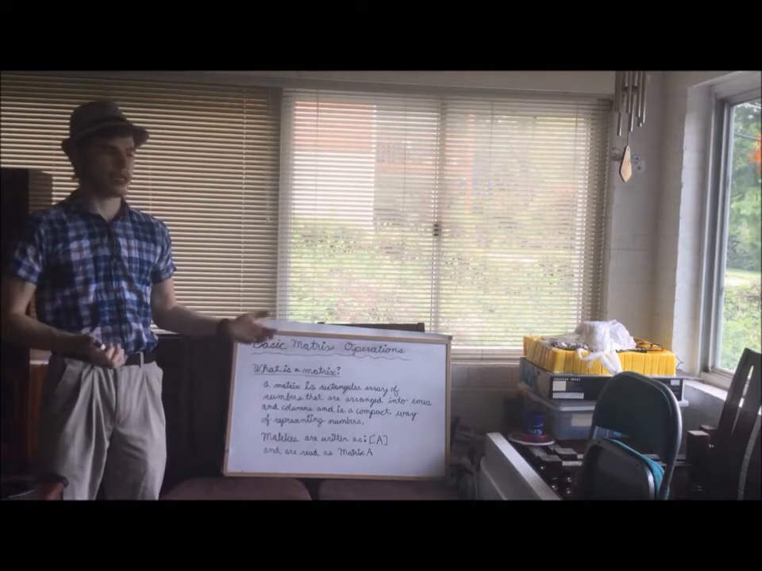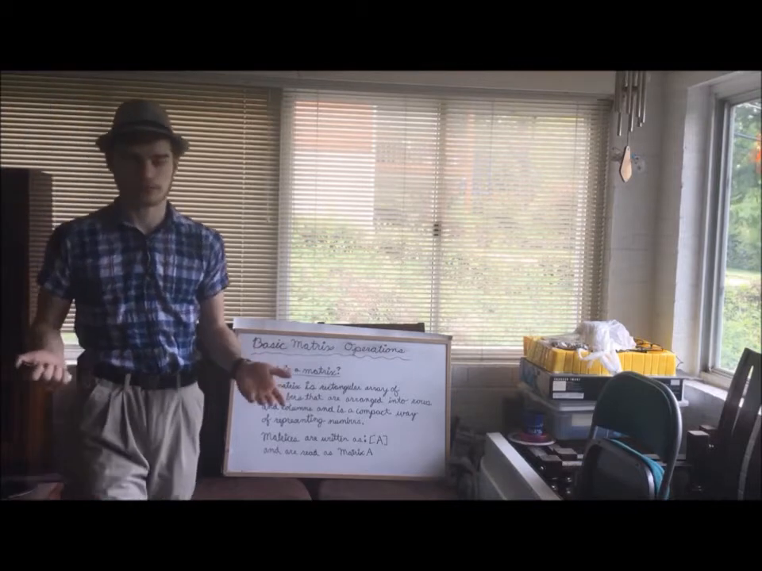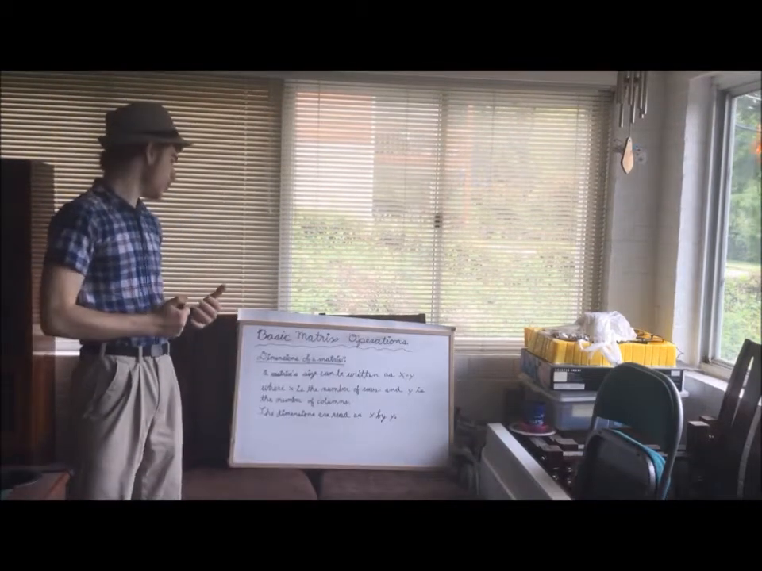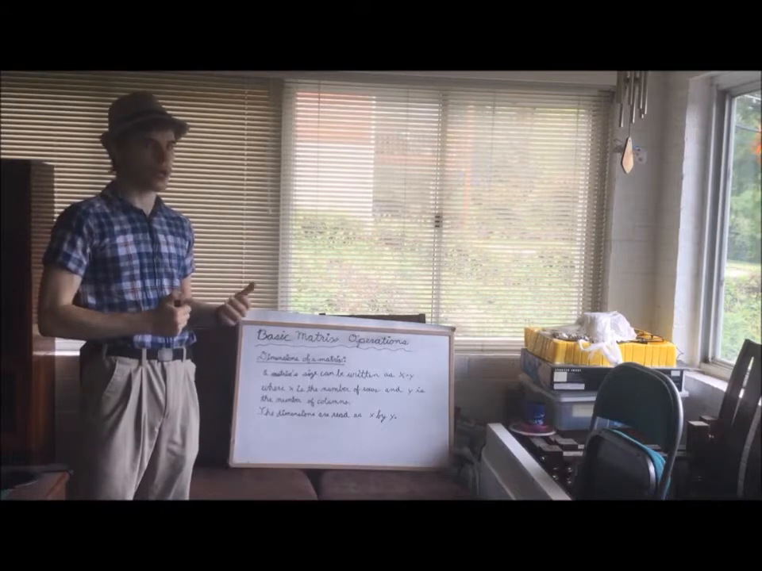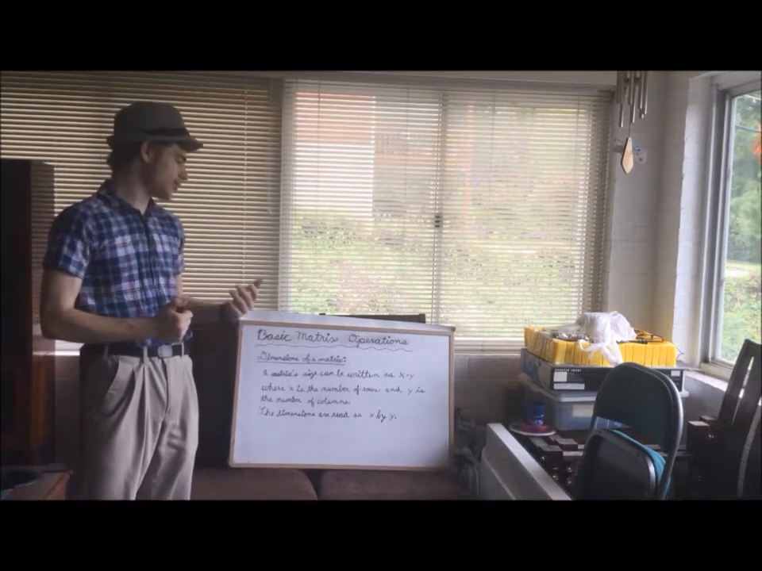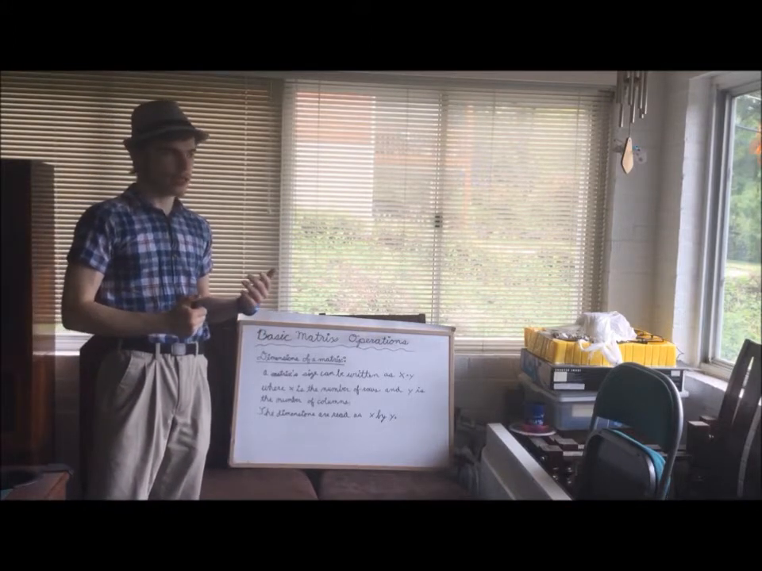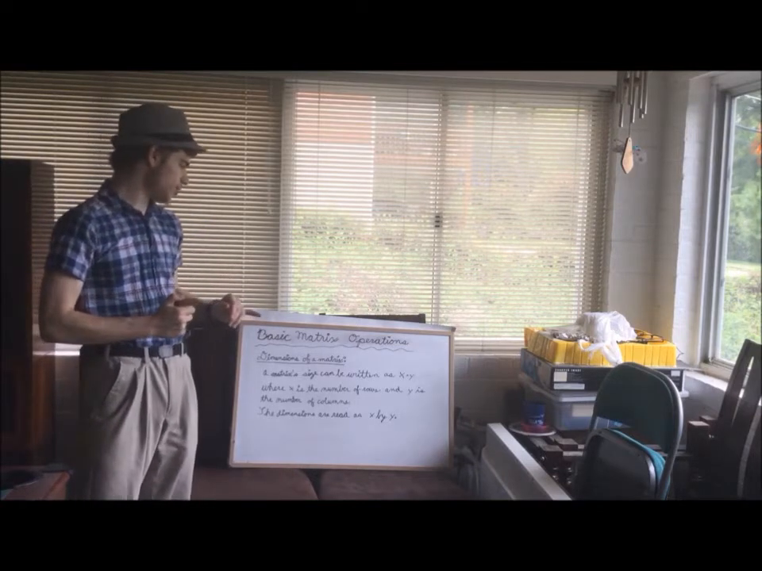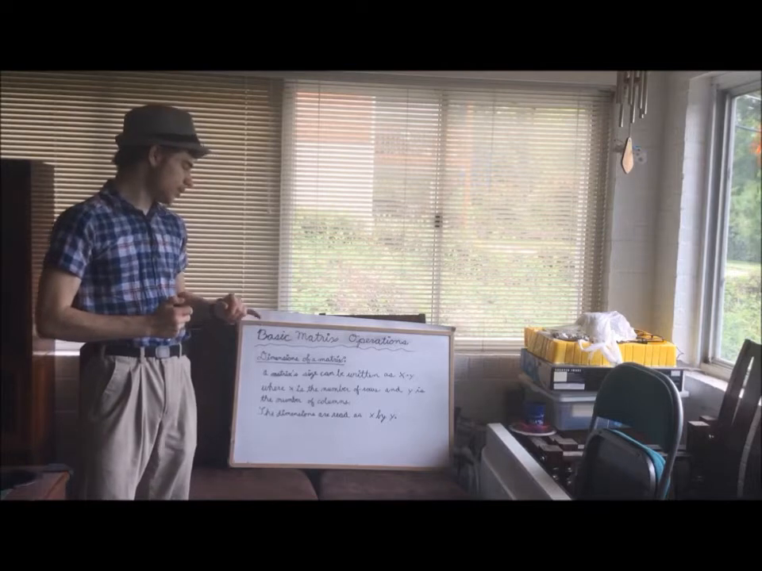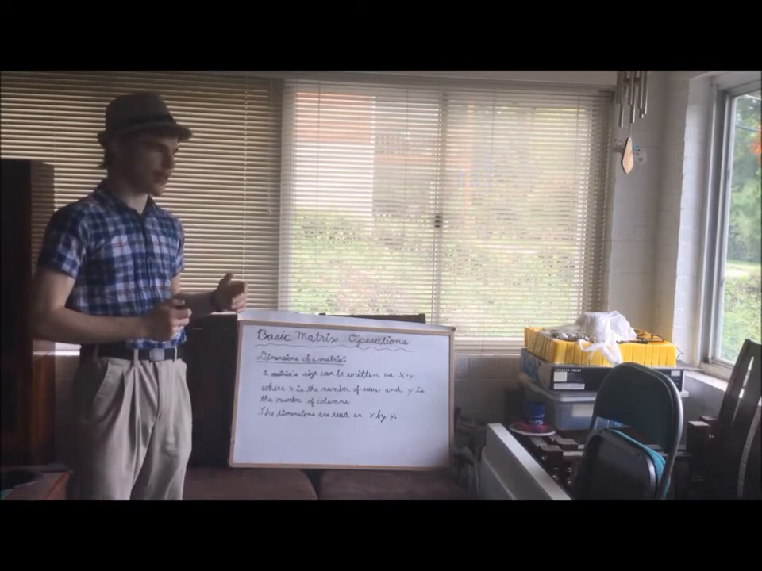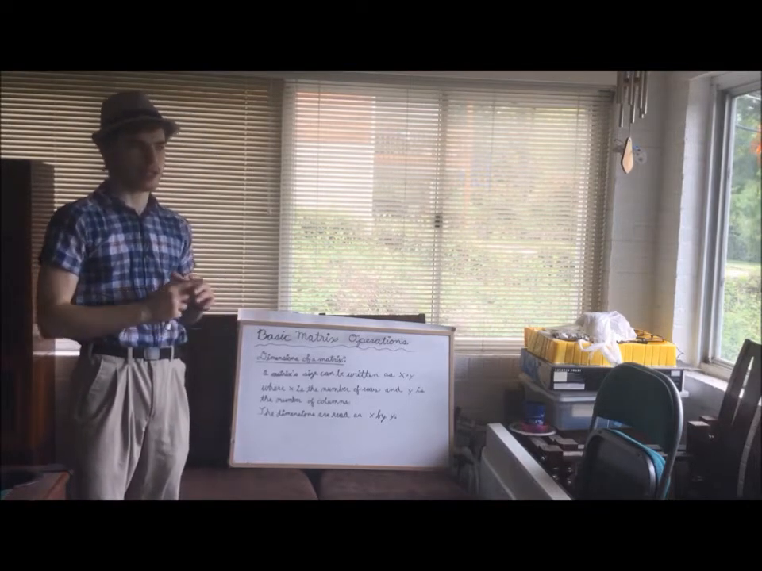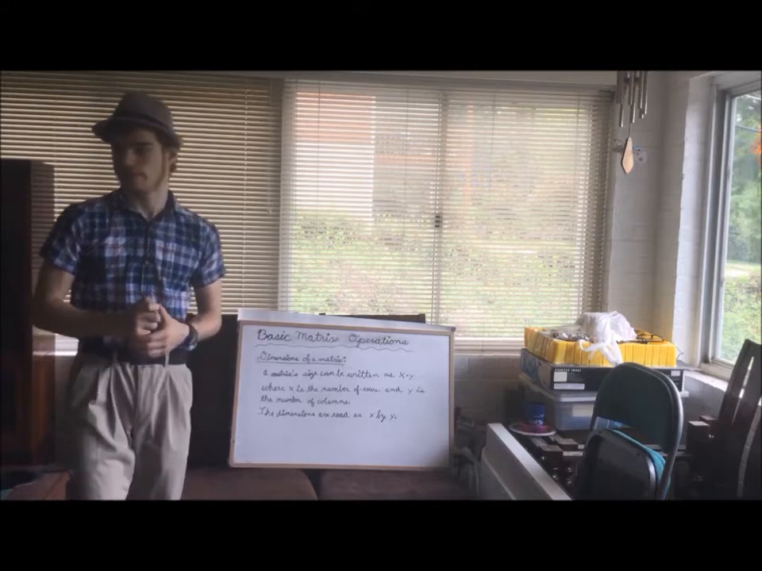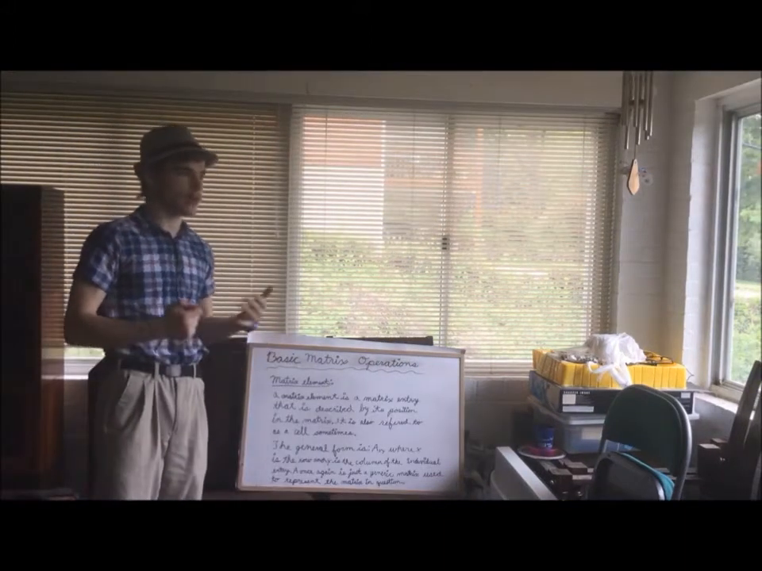It could be any letter A through Z. Now that we know what a matrix is, we want to know what the dimensions of the matrix are, or how large it is. So a matrix's size can be written as x, small x, y, where x is the number of rows and y is the number of columns, and the dimensions are read as x by y, with that tiny x being read as by.